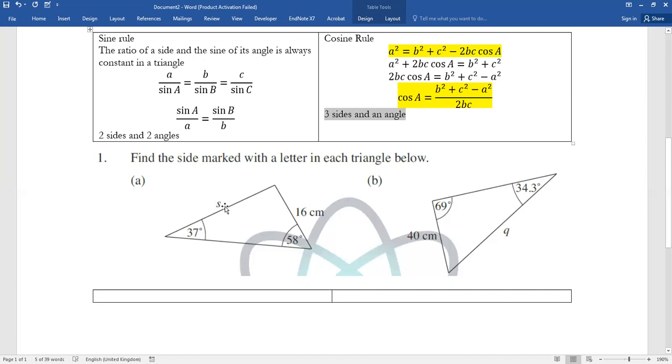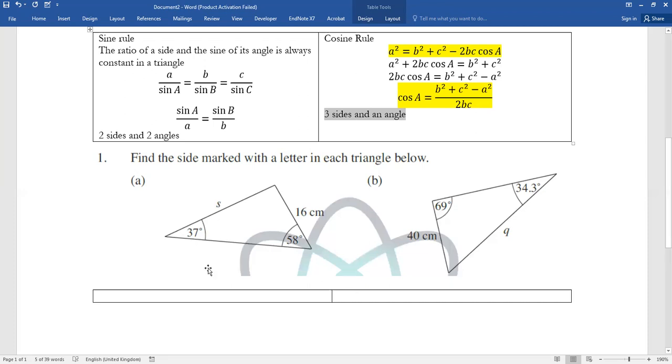Do I know the other two sides? Sir, you only know one side. You need to find out the second side. Very good. So I don't know the other two sides. The moment I don't know the other two sides, I cannot apply the cosine rule. So ultimately, I'll end up using the sine rule. Is this clear or not?